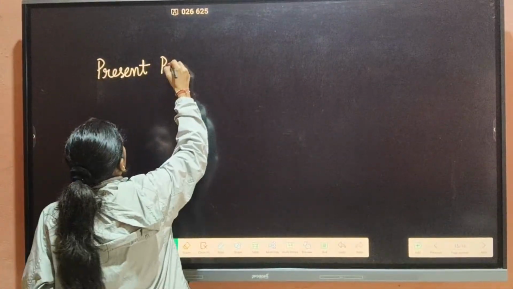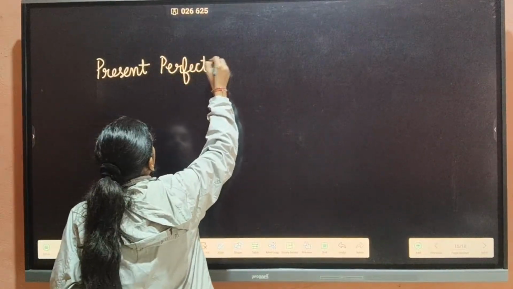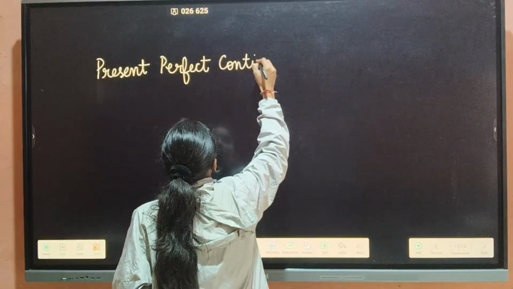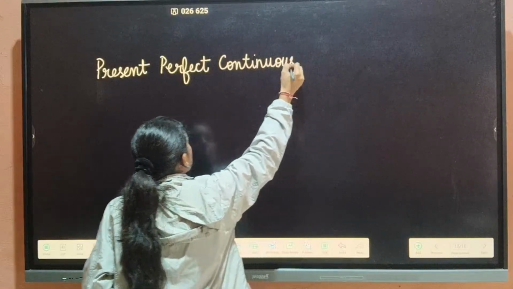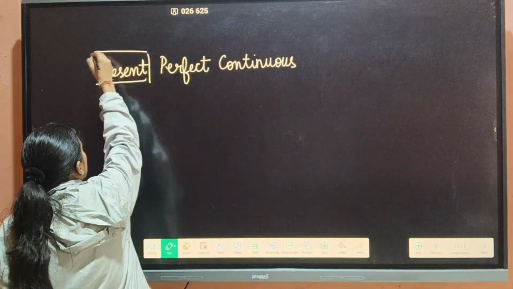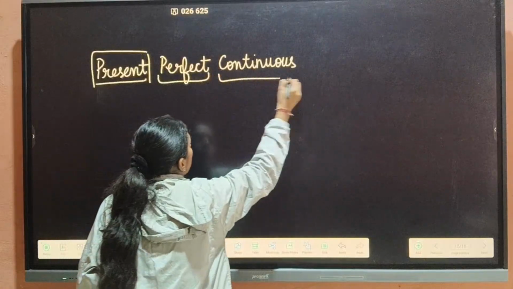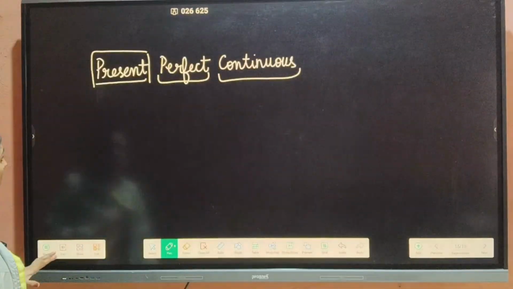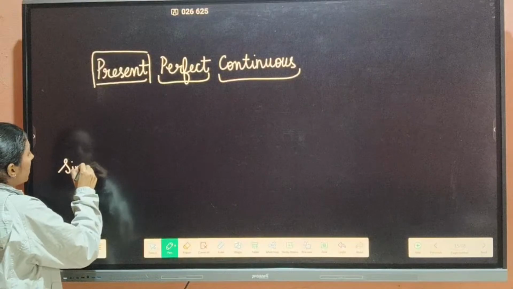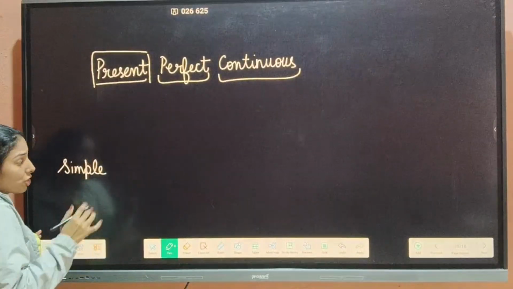Present perfect continuous. If you will see this tense, beta, in this, two tenses are combined. Whenever we talk about tense, we have 4 types of each 3.